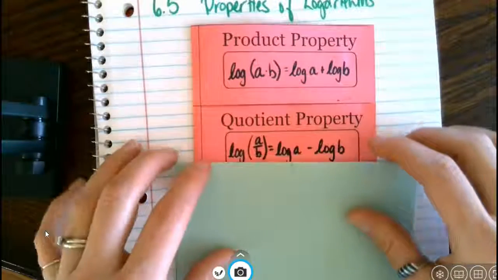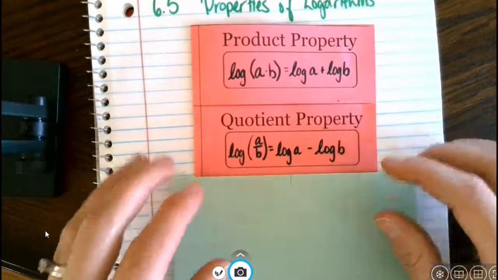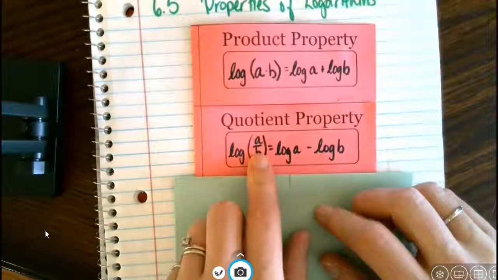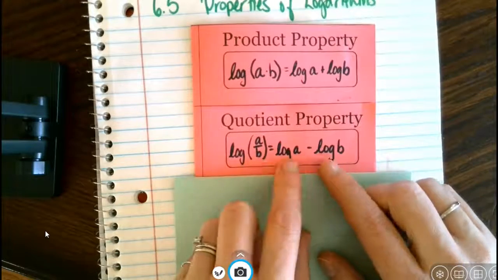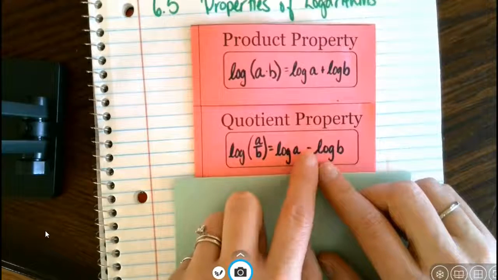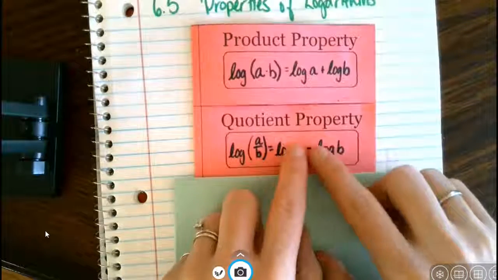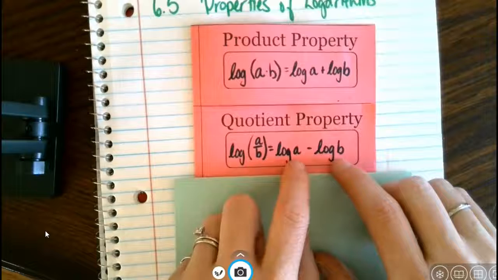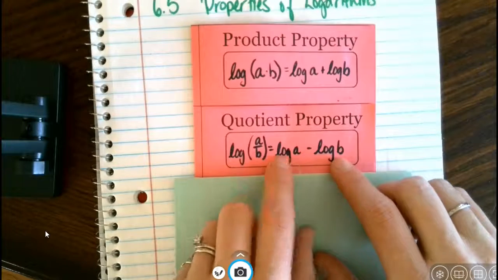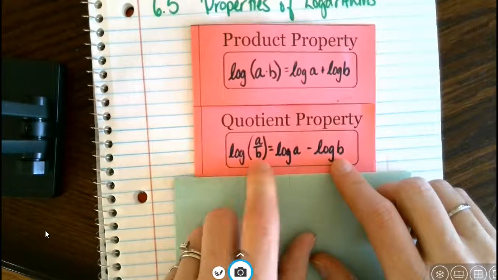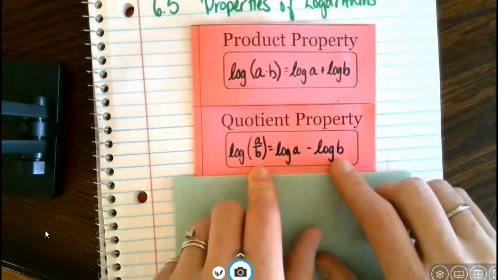Okay, so now the quotient property is very similar to that. So if I have the log of two different things being divided, I can subtract them individually. Or if I start with them over on this side, two different things being subtracted with the same base, I can turn it into one expression.